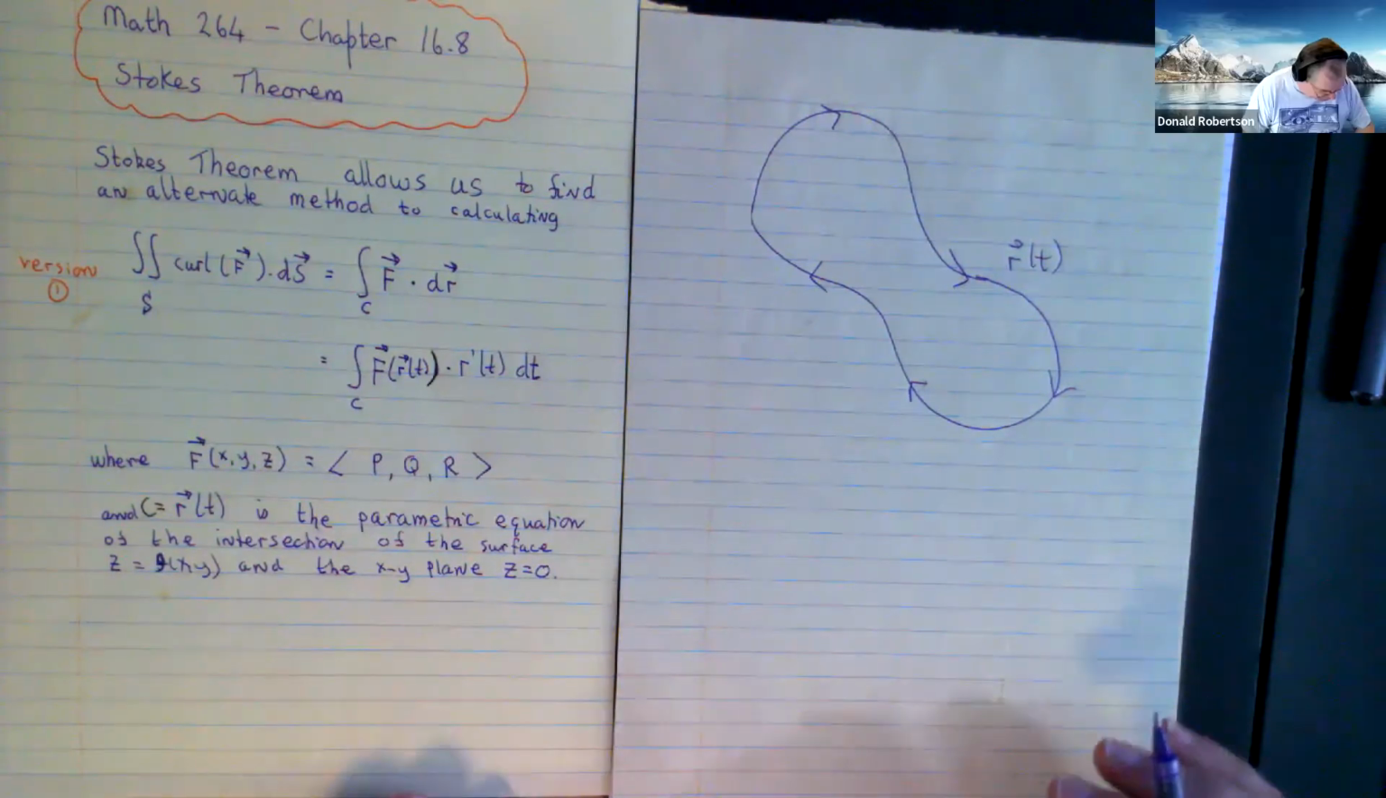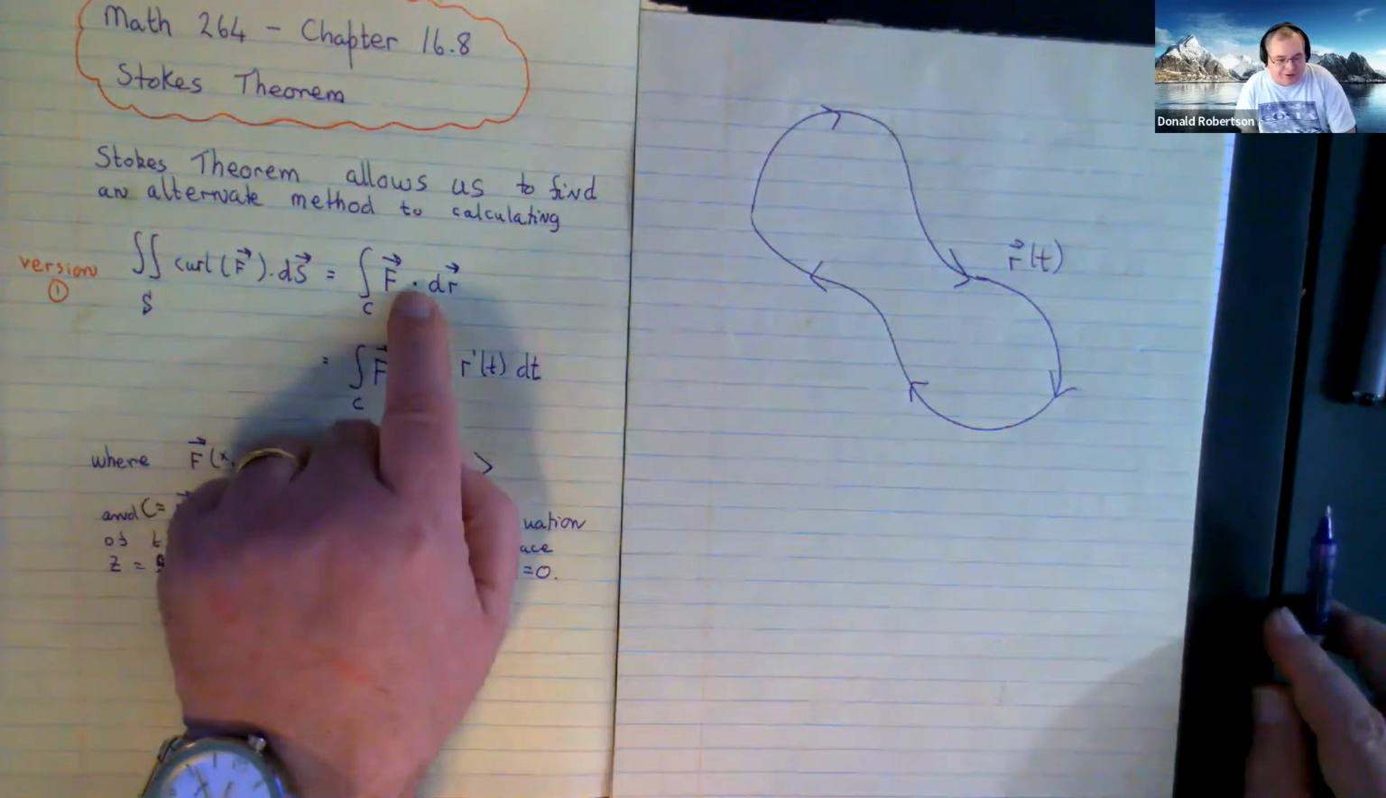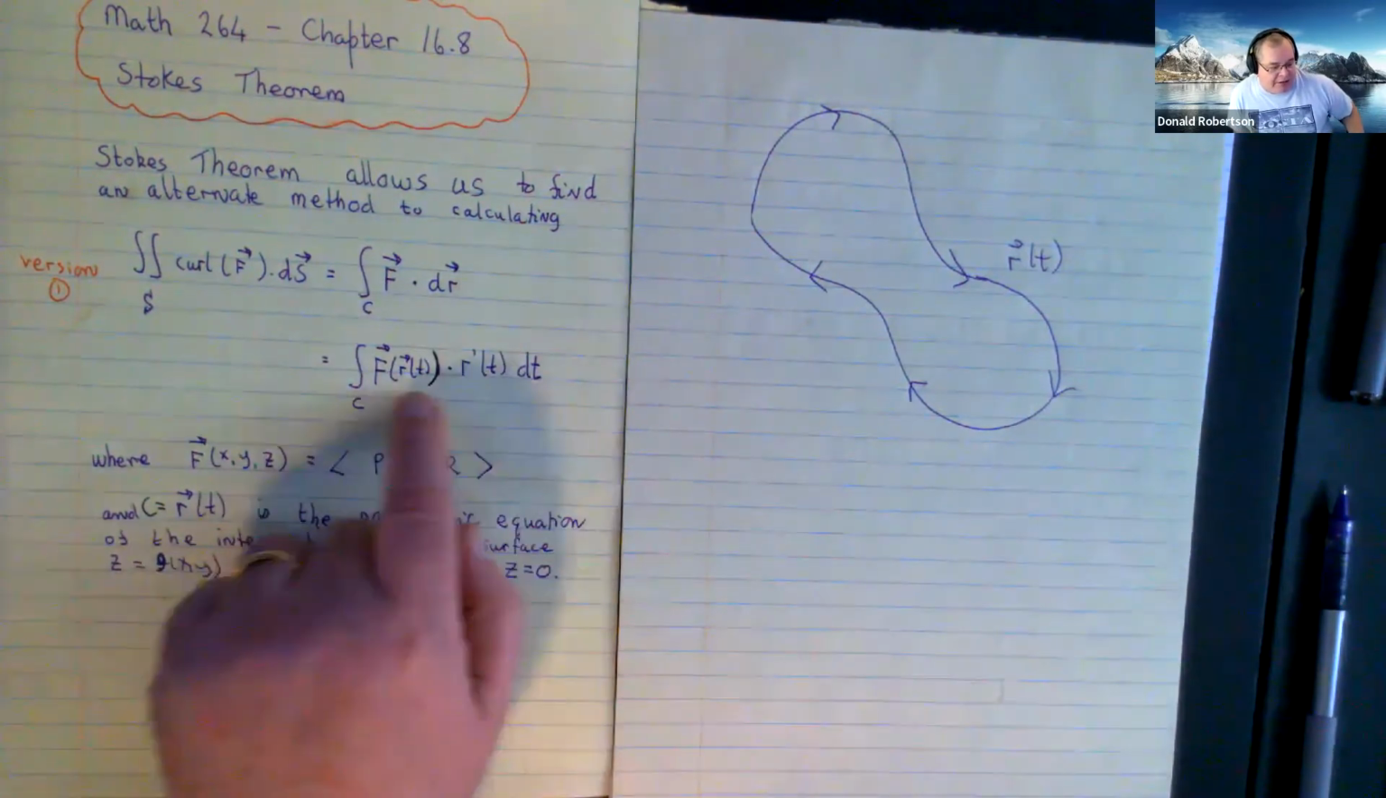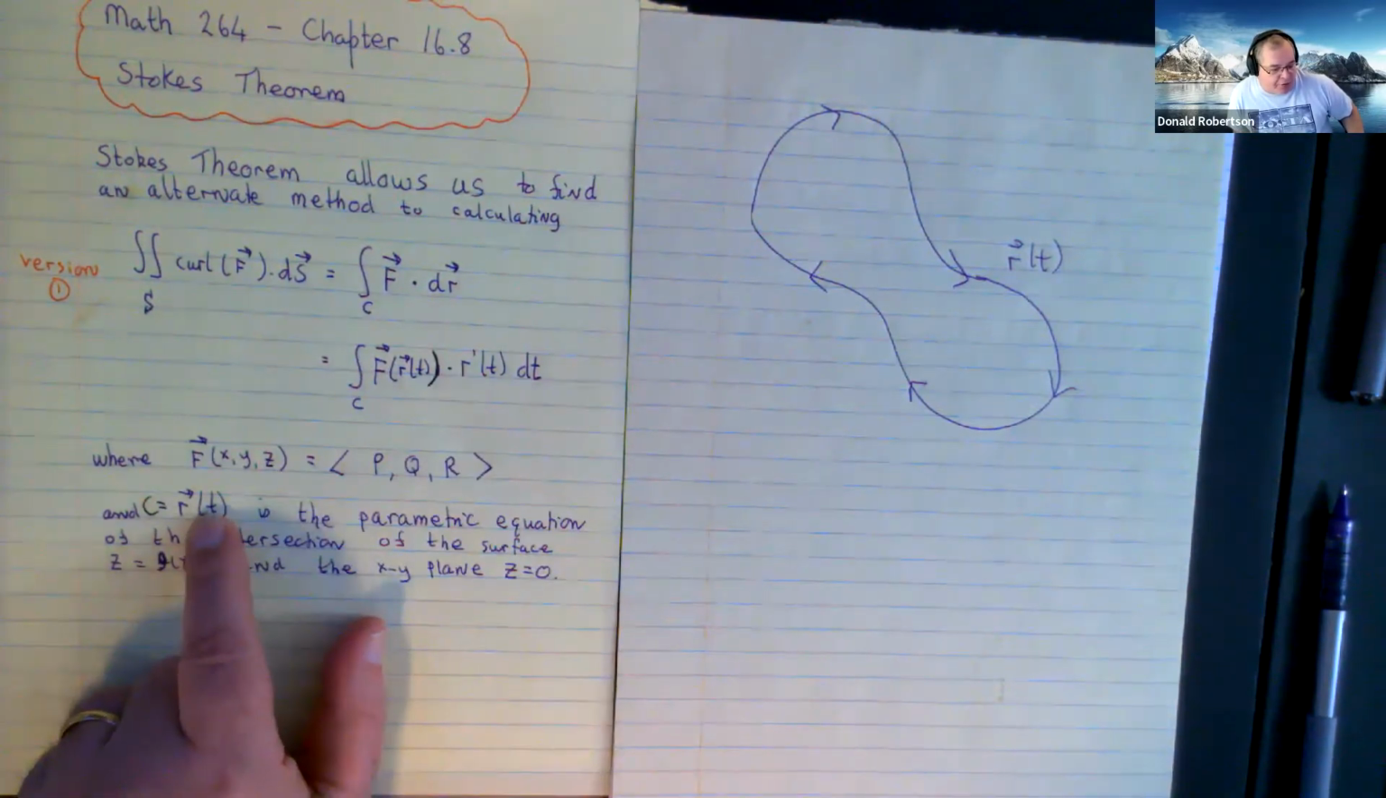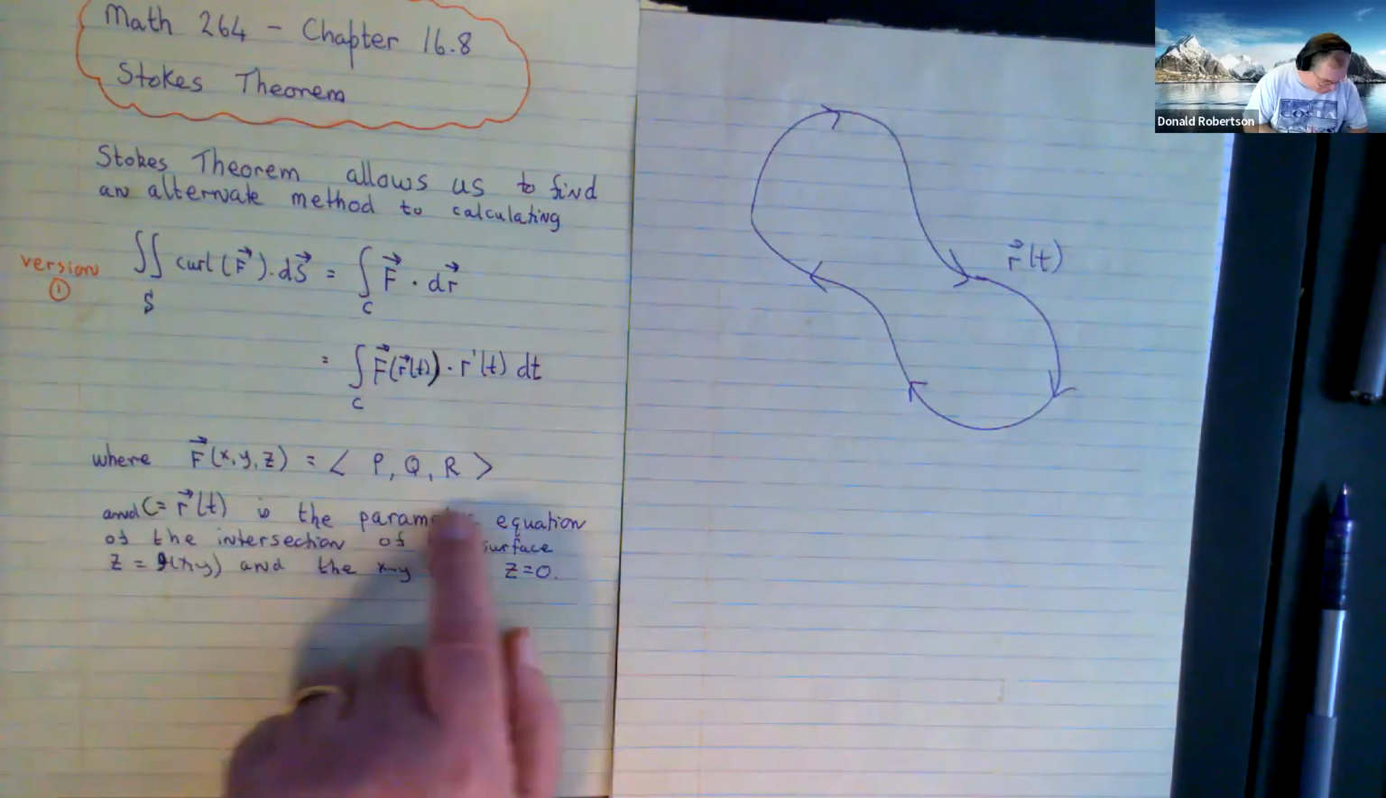It looks like we're converting it from a double integral to a single integral. Yep, and that single integral is going to be converted into t, where t is the parameter that we'd used in the intersection of this surface.